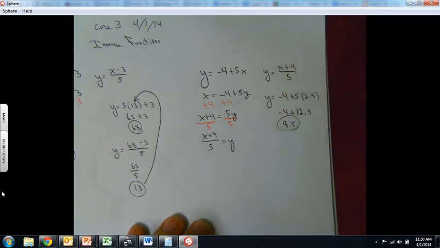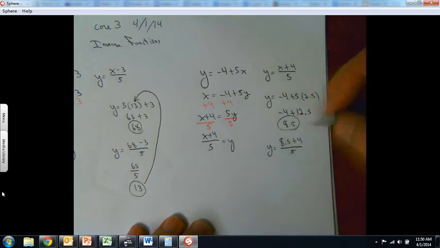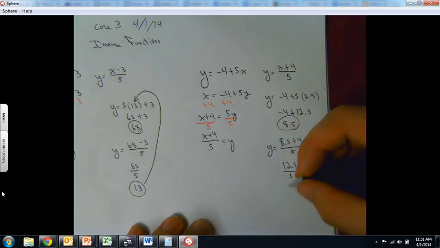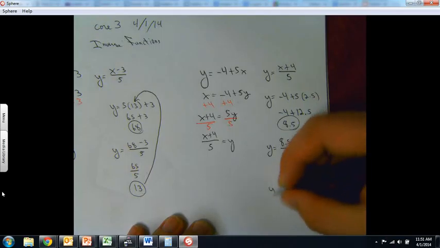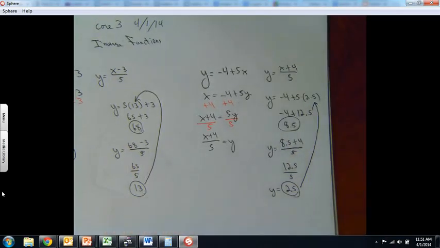Now I'm going to plug that into my inverse. 8.5 plus 4 over 5. 8.5 plus 4 is 12.5, over 5 equals 2.5. Same number I started with, so we know it works.